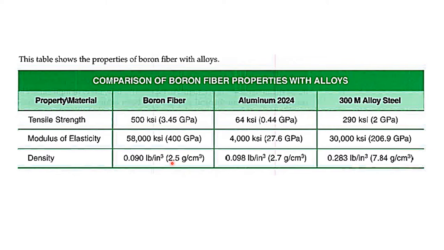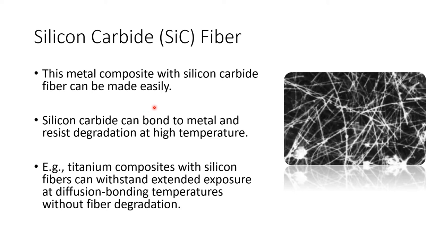Density is lightest, yeah. But this is very, very strong, yeah. All right, so let's go to the next. So this metal composite with silicon carbide fiber can be made easily. So silicon carbide can bond to metal and resist degradation at high temperature.